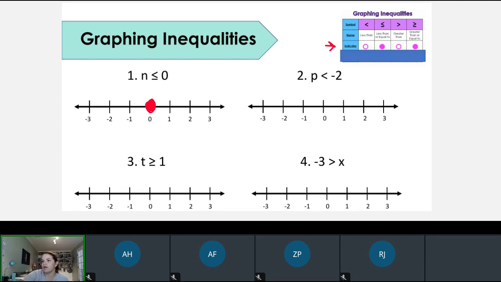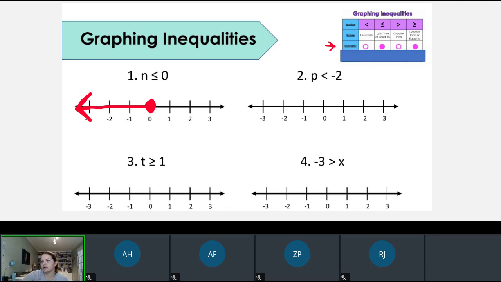Now I look at my inequality: n is less than or equal to 0. So I want to shade all of the numbers on the number line that are less than 0. I'm going to shade into the negative numbers. You'll just draw a little colored line or a darker line to shade either to the left or to the right.